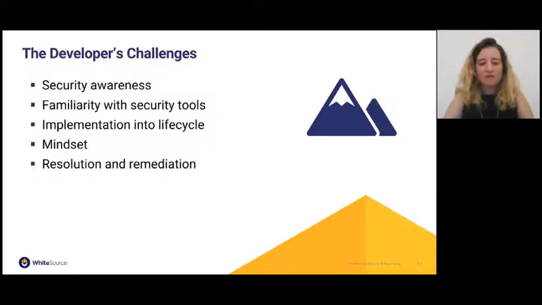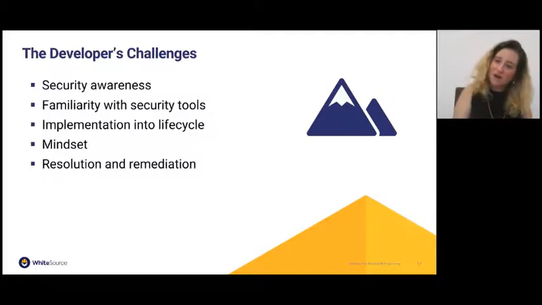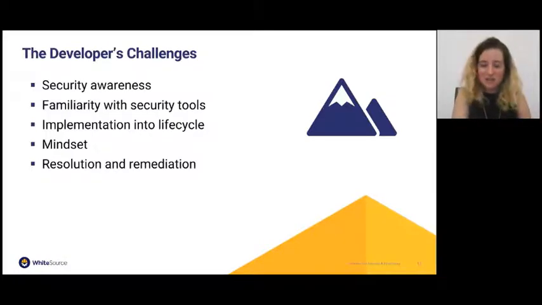And then we also have the resolution and remediation. So in the last slide, we discussed how hard it is to actually remediate automatically and to actually resolve a vulnerability. It's not just a matter of upgrading to the latest version, of course. You have to make sure that you have automated tests to actually make sure that it didn't break anything. So it's not just about verifying that the security vulnerability is remediated, but also that your software is still functioning as it should.